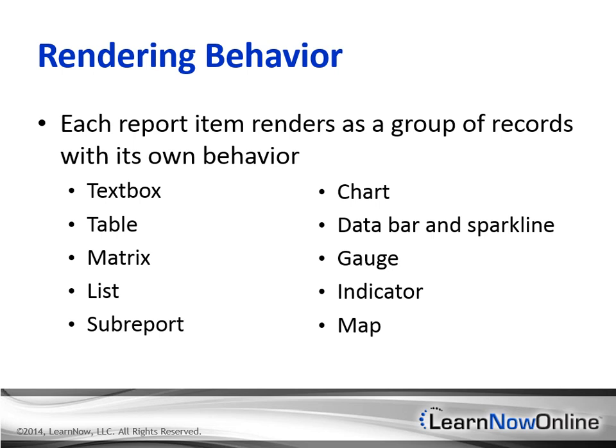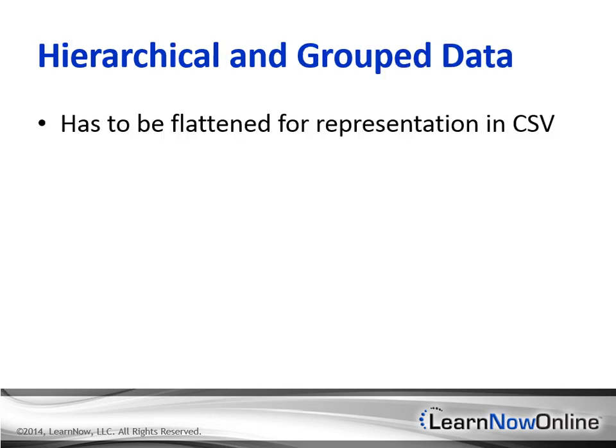So really the message here, and I'm not even done yet, is that you want to make your reports as simple as possible if the users are going to be using this format. All right, hierarchical and group data has to be flattened to be represented in the CSV format. CSV is inherently a two-dimensional format. So the rendering extension flattens the report into a tree structure that represents the nested groups within a data region.